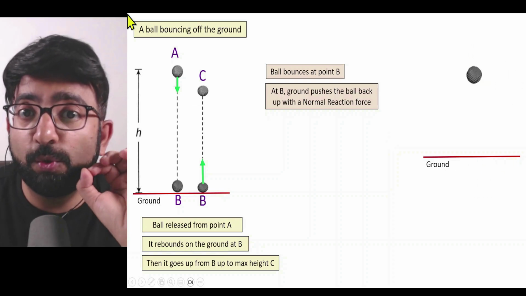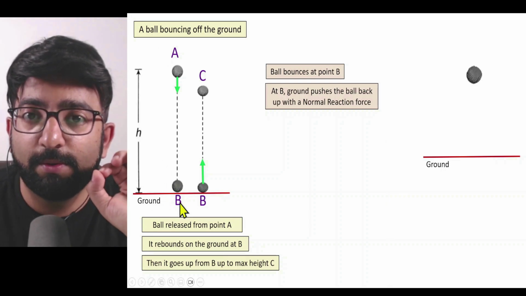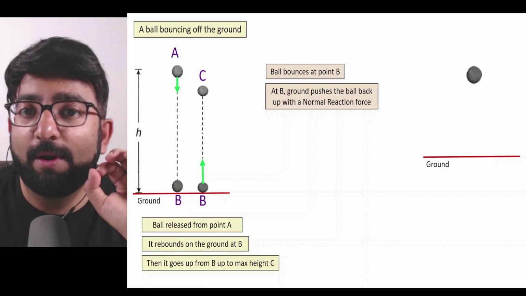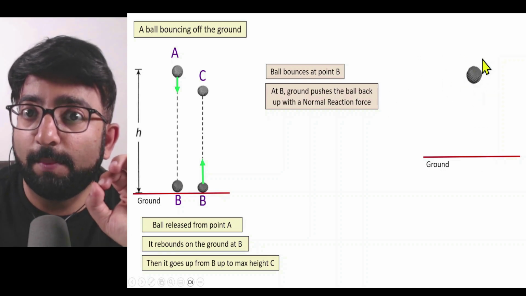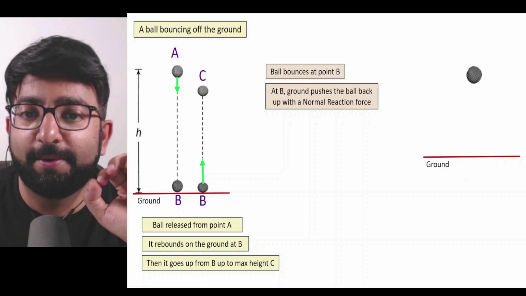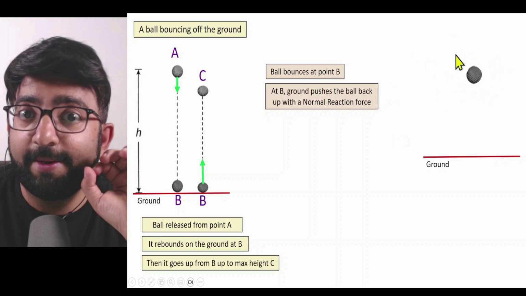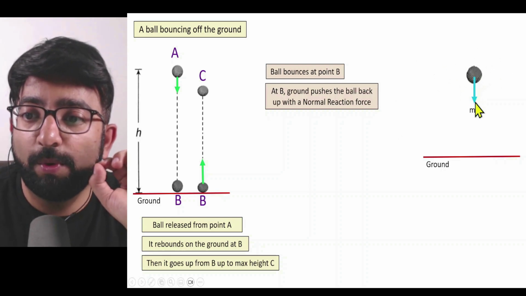So let me repeat, the situation which we are considering is when the ball is hitting the ground. So the ball is in contact with the ground. And over here, we are drawing the separate free body diagrams of the ball and the ground when the ball and the ground are in contact with each other. So what are the different forces acting on the ball? The first force is the weight of the object, which is acting downwards, mg.